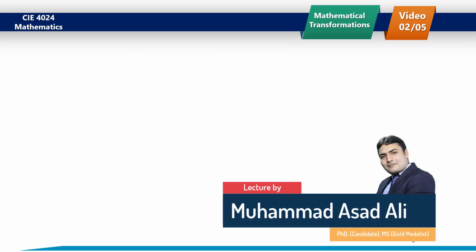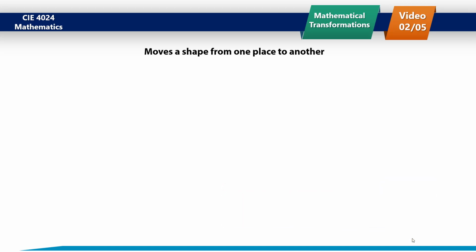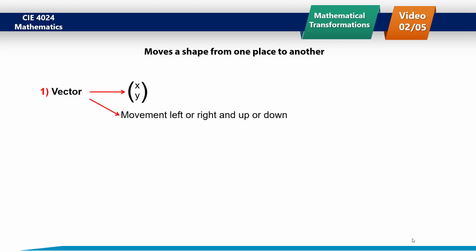The first thing we must know about translation is that we move a shape from one place to another. It may move rightward, leftward, upward, downward, or a combination of these. There is a term called vector translation, in which x and y values are given in this form. So the movement left or right, up or down, is shown by that.